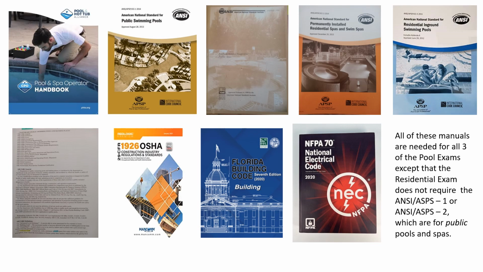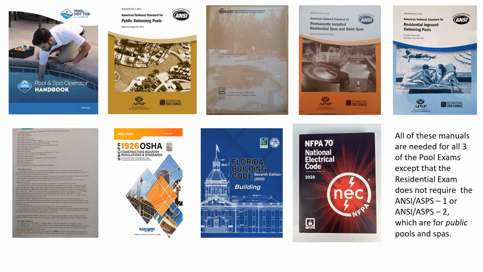So let's take a look at our manuals. You've got your Pool and Spa Operator Handbook. You have your ANSI 1, public swimming pools, your ANSI 2, which is your public spas. You have your ANSI 3, which is your permanently installed residential spas and swim spas. And you have your ANSI 5, which is your residential in-ground swimming pools. So you've got your four ANSI there that you, of course, are familiar with. They should be in front of you about this point.